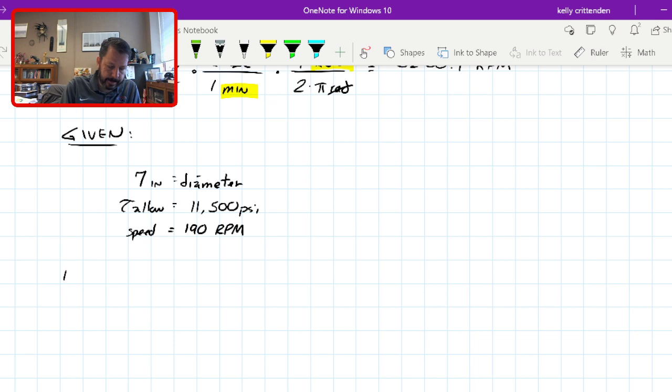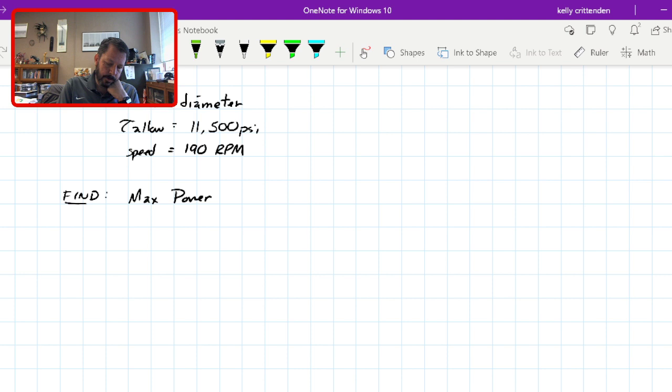And we want to find max power. Again, this one doesn't mention any efficiencies or anything like that, so we're going to assume it's all 100% efficient. First, power equals torque times omega. We don't know how much torque it's delivering. We know the speed, but we don't know the power. Oh, we've got to go the other way.